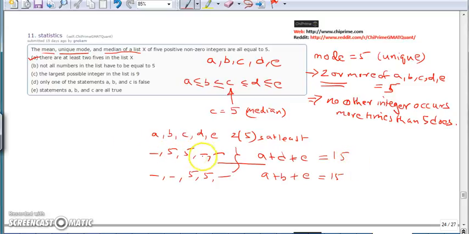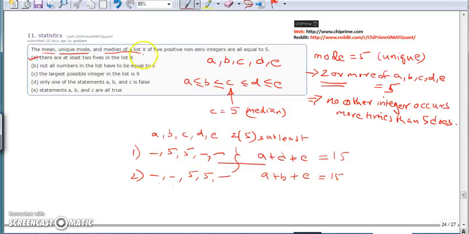So A plus 5 plus D plus E is equal to 25, which gives A plus D plus E equal to 15 in the first case. That's case 1. And in case 2, A plus B plus 5 plus E equal to 25, or A plus B plus E equal to 15, which is case 2.